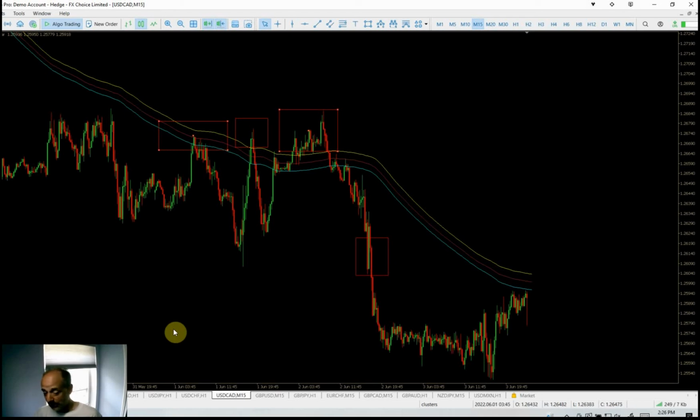They might not be there immediately when the session's open, but if you see price trending very close into one of these areas, then that should at least get your attention and be something to watch for a potential entry. Okay? So that's really it, guys.